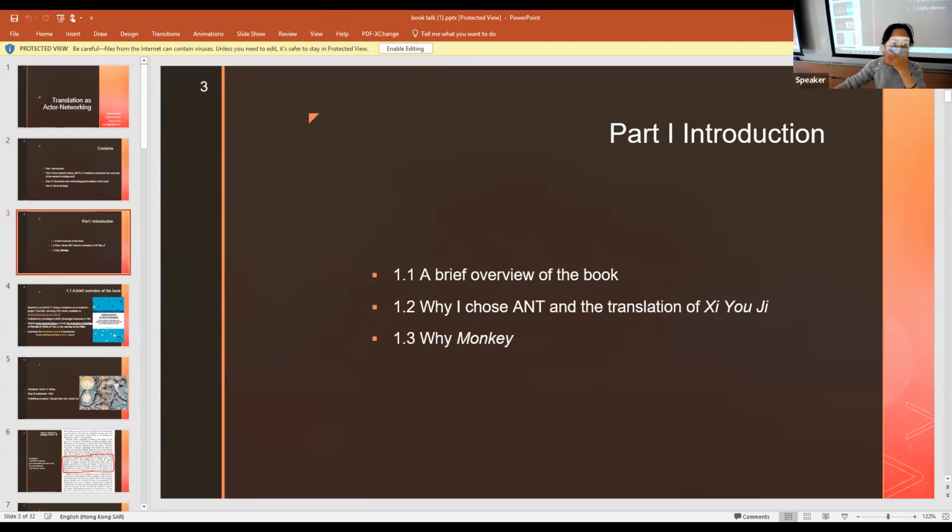So in part 1, I'd like to share some of my experience of doing the research, of how I ended up choosing ANT and studying Waley's translation of 西游记 rather than other translated versions. This kind of research experience is personal, not universally applicable, but I hope it would give you some idea of what it will be like to do research applying actor network theory.